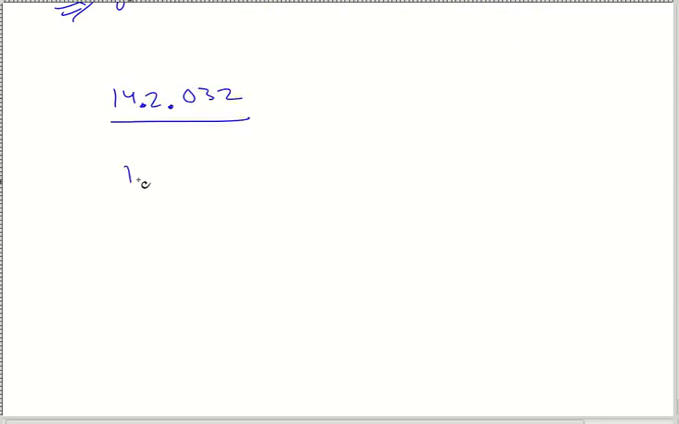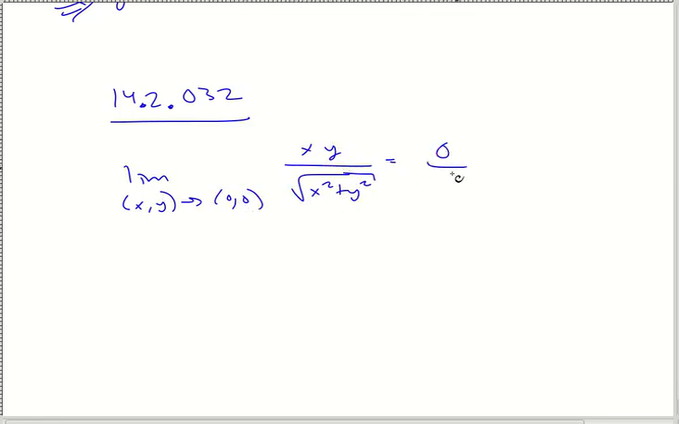Okay. I have the limit as x comma y approaches 0 comma 0 of xy over the square root of x squared plus y squared. Imagine for a second you plug in the 0, 0 into this. What do you get? You get 0 over 0. You'd have to use L'Hopital's. And then I don't know how to do that because I've got multiple variables. So back up. Don't do that.